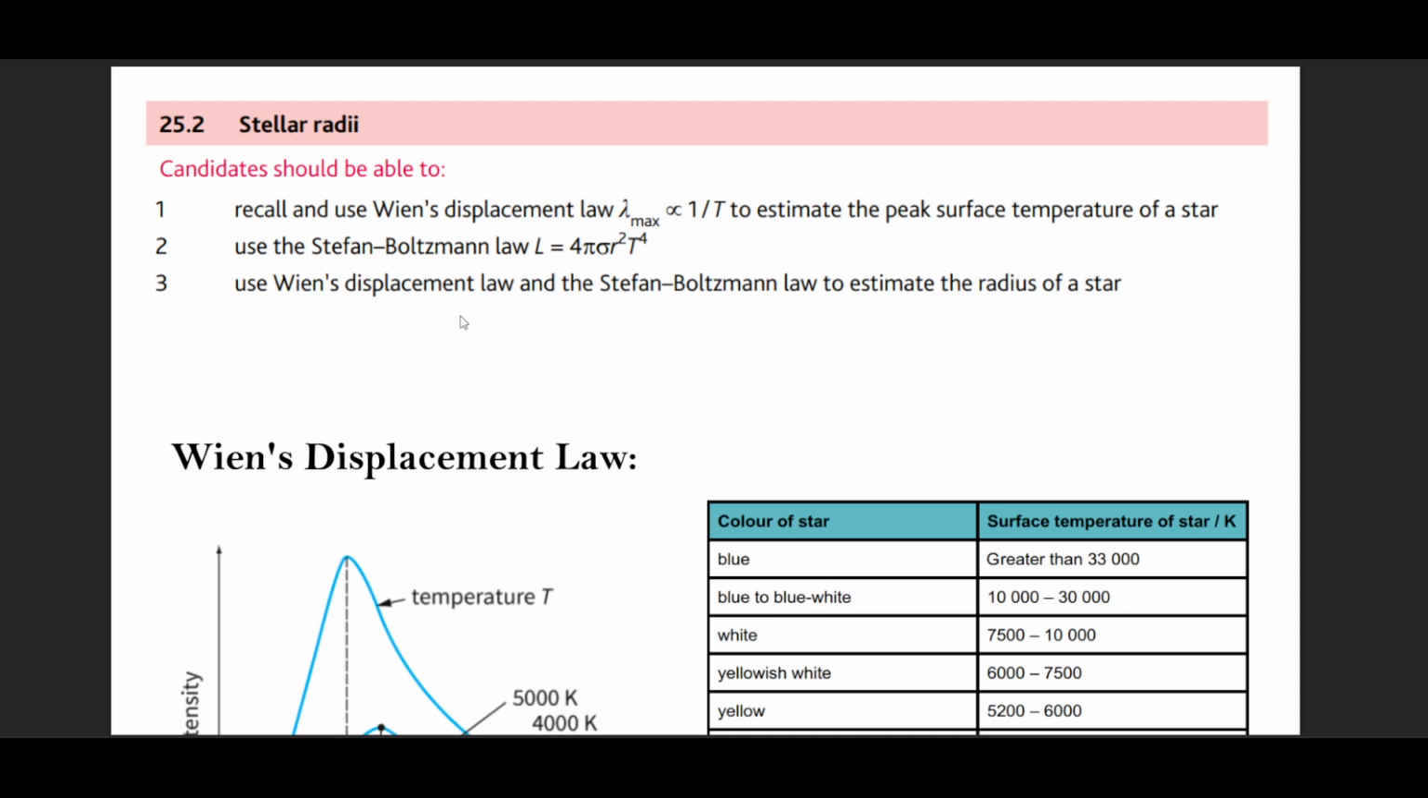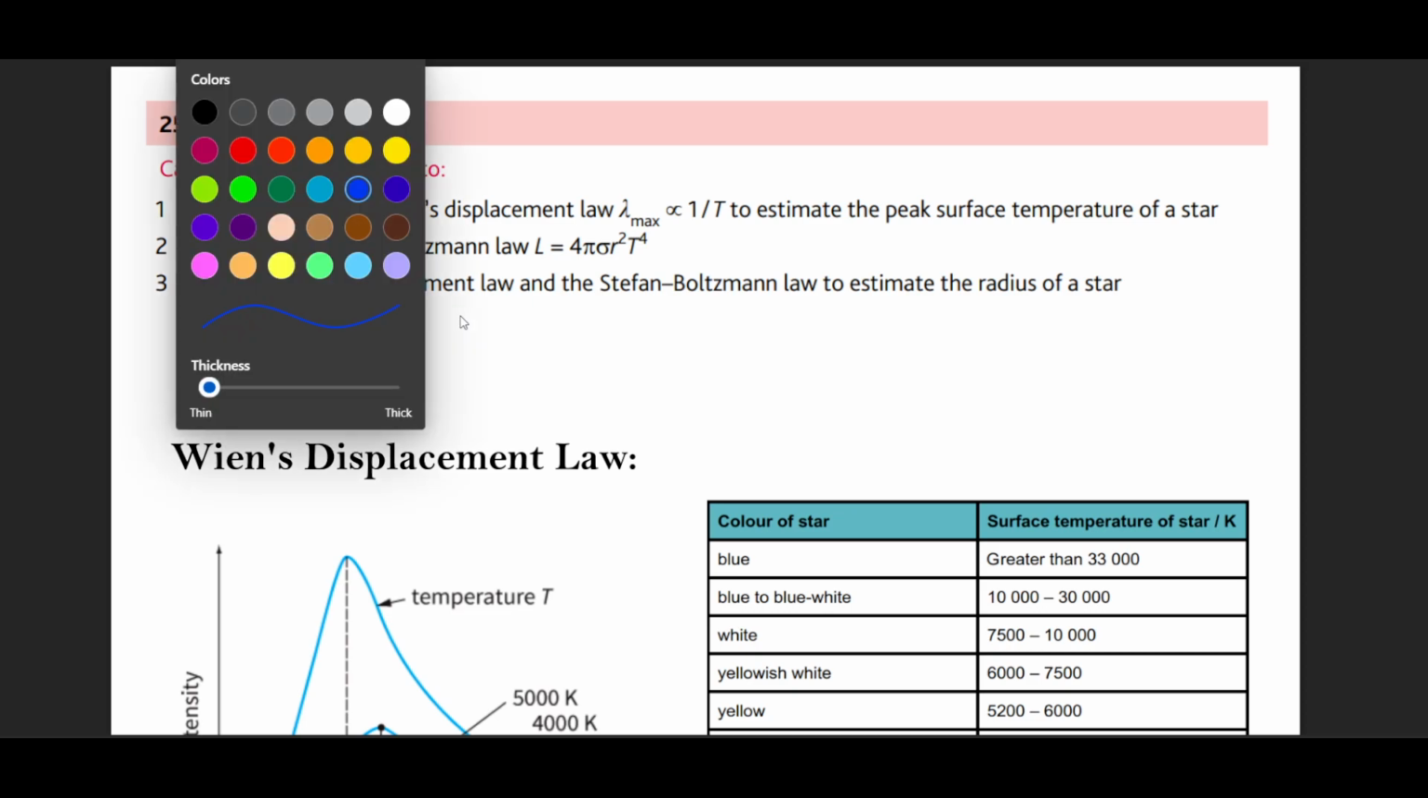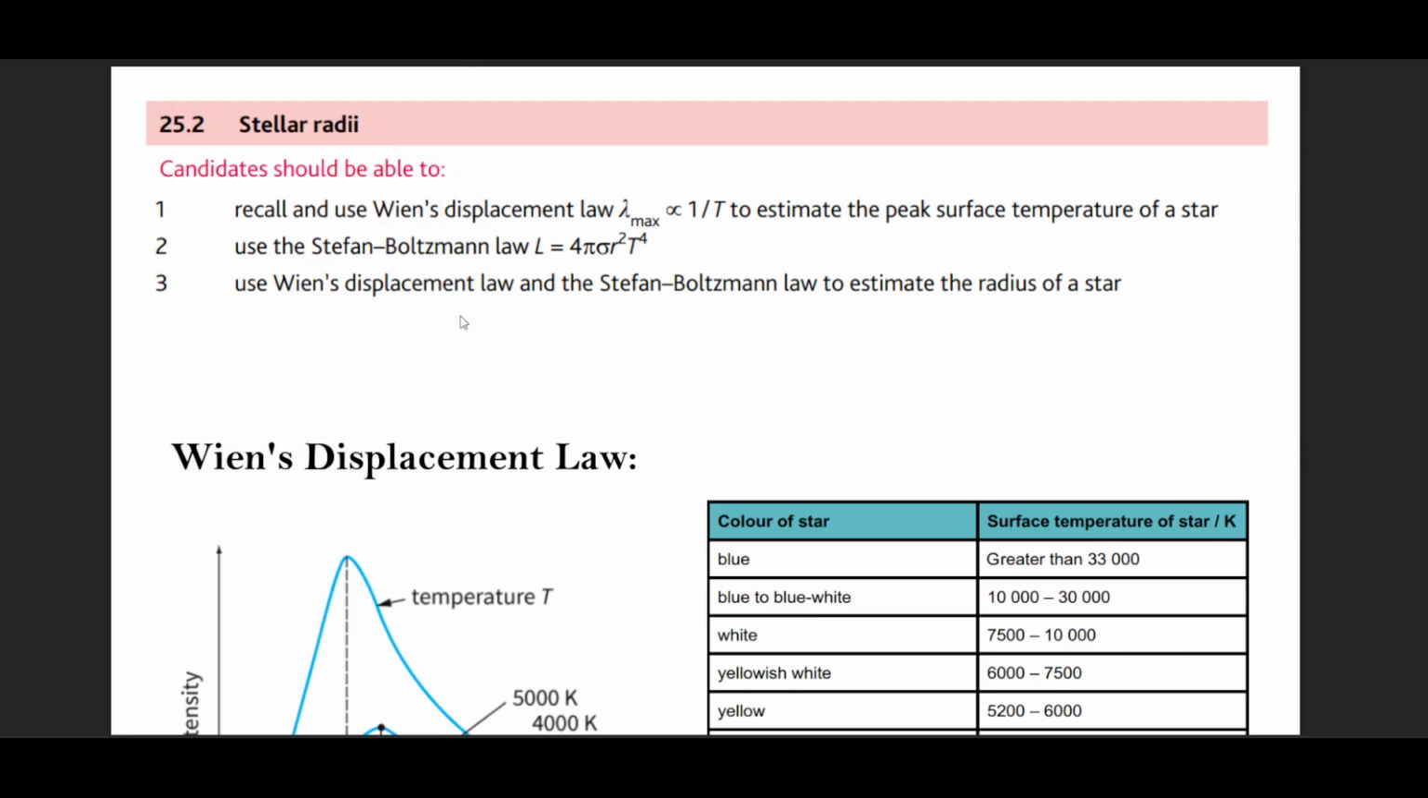This is part 2 of Cosmology and Astronomy. We're going to start with Wien's Displacement Law. Then we will move towards the Stefan-Boltzmann Law, and then we're going to understand how to use both of them to find out the radius of a star.